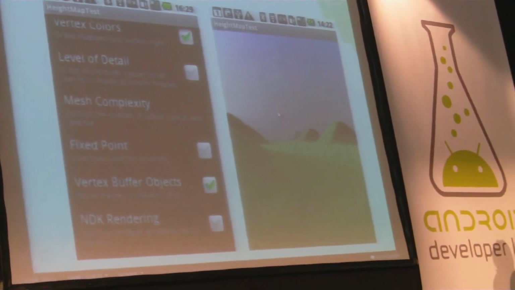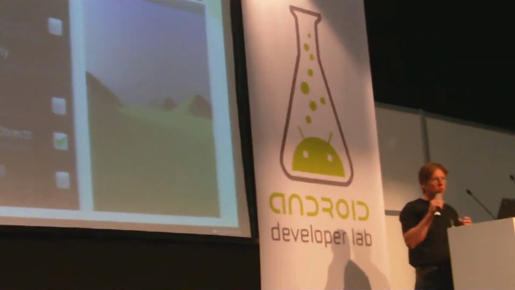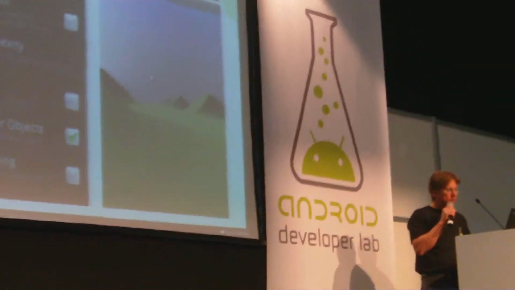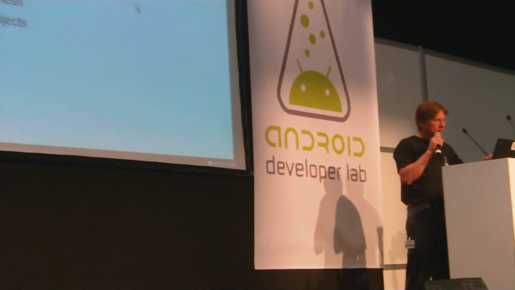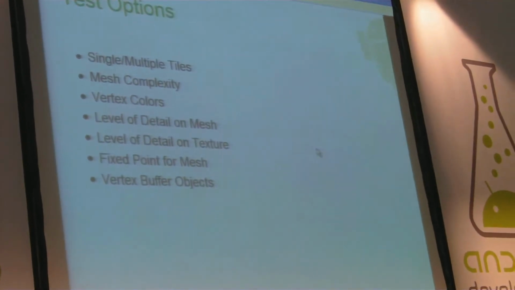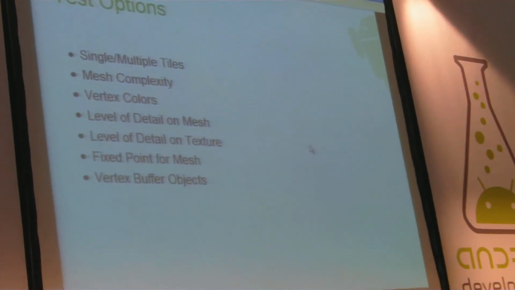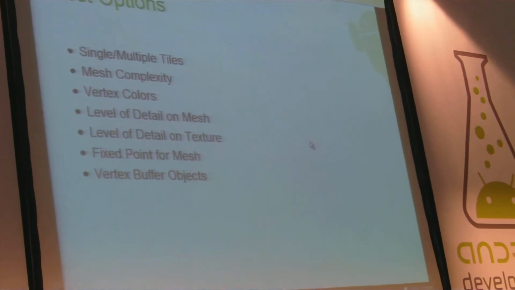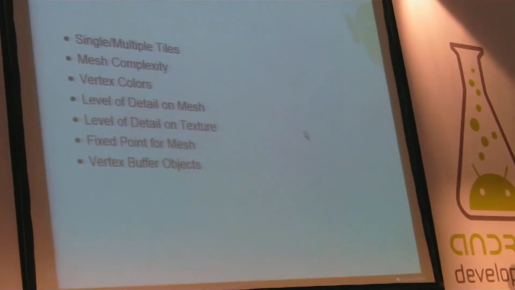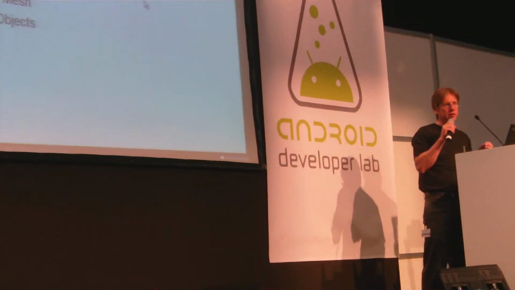So this is a great one to put on, say, the Nexus and the Droid and compare how they're going to perform, then bring it down to the G1 and see if you can get it running on that. Here are the variants that we have right now. We support single and multiple tiles. You can create more complex meshes or less. You can tweak the colors. Basically, you can turn all these parameters on and off and tune it to see what you want to target your app for.